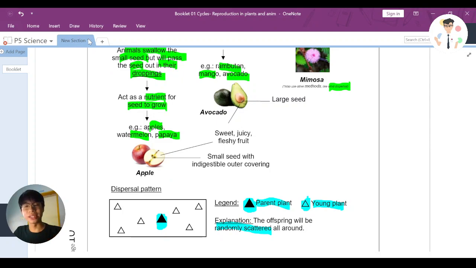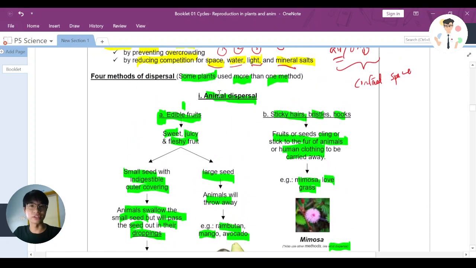As you go through the next video, you will learn about different ways of dispersal. They have their own dispersal pattern, which is very, very important, and you see a lot of questions from this part.